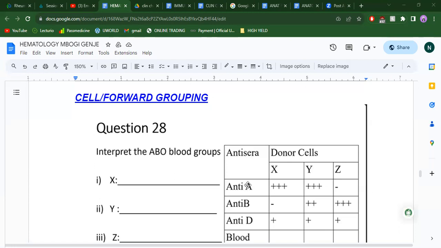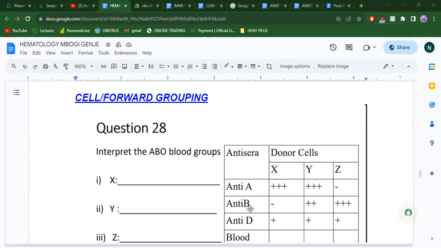Here we have antibody A, and we don't know the donor cell. Positive means there's a reaction. So if there was a reaction, we know the antibody A reacted with the antigen A on the donor cell, because A reacts with A, B reacts with B, and anti-D reacts with the rhesus antigen. So here there was antigen A. Antibody B, there was no reaction, so we know that antigen B is absent.